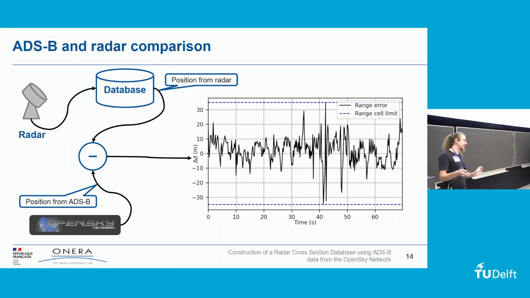You might know that radar stands for radio detection and ranging. So let's talk about the ranging. With the ADS-B data, we can measure the distance between the radar and the aircraft. And with the radar, we can also measure the distance to the aircraft. So I've plotted here the difference between the ADS-B distance and the radar distance, and the range cell limit. The range cell of the radar is given by the bandwidth of the radar. Here we have a range cell of 75 meters.